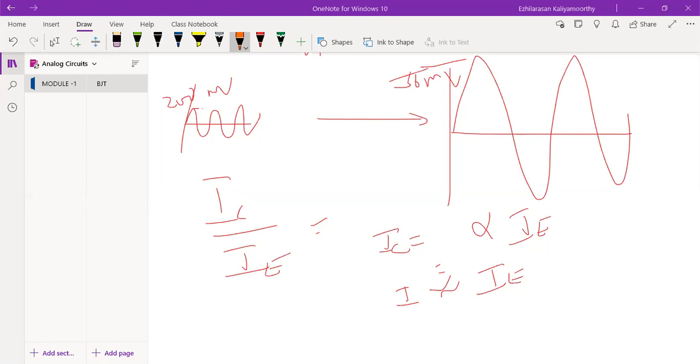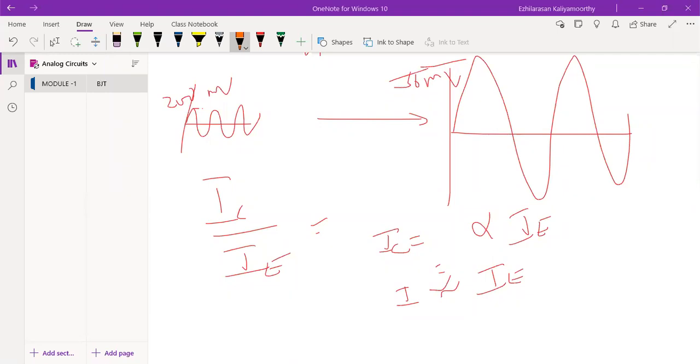There are many different types of biasing. Here we use two different DC sources. One is VBB, because it is connected to the base. Another one is VCC. Normally it is economical to minimize the DC sources to one supply instead of two, which also makes the circuit very simple. That is the reason we go for these biasings here.